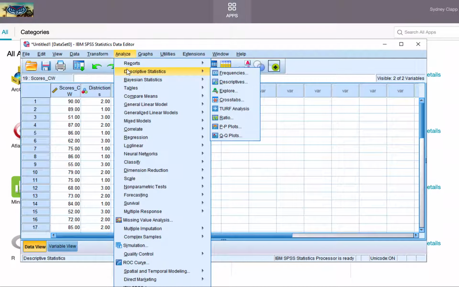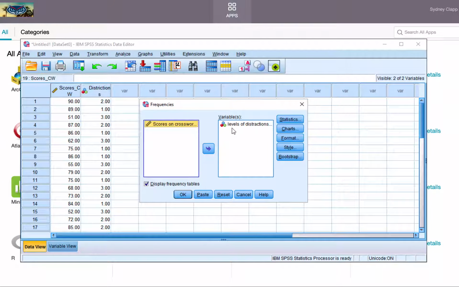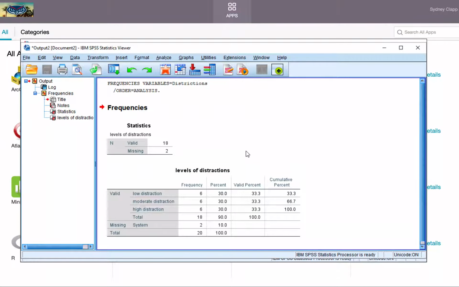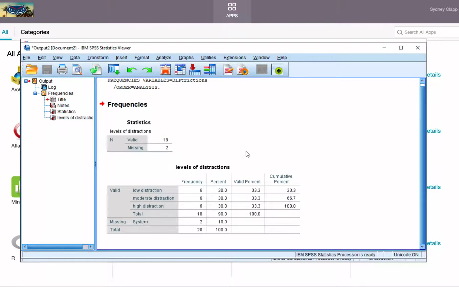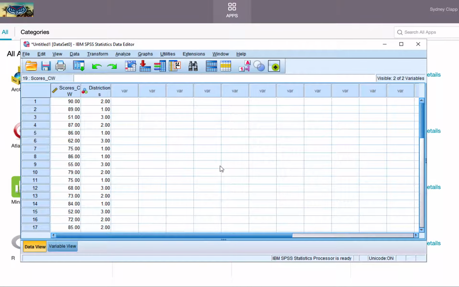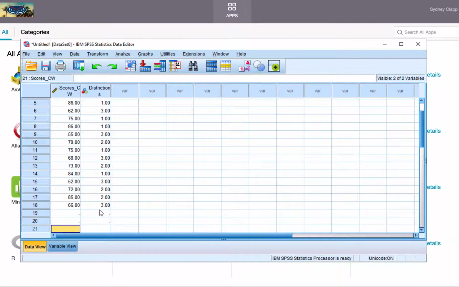If we go under Analyze into Descriptive Statistics and we go to Frequencies, we want to look at the levels of distraction because I want to see how many times I have a low, moderate, or high level of distraction. Click OK, and my output data is saying I have two missing files. I don't. I have six in each, and there, that is done. I'm not going to save my output data on that because that was just for an explanation.